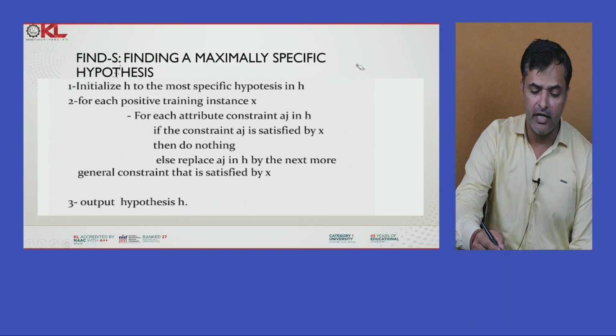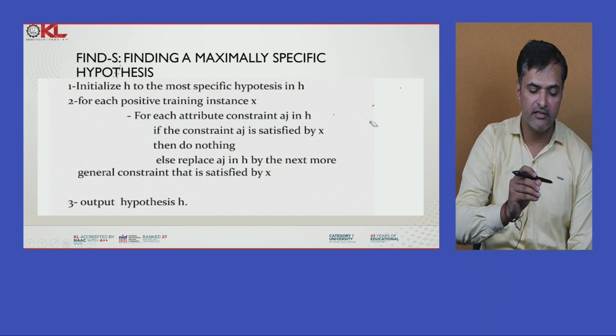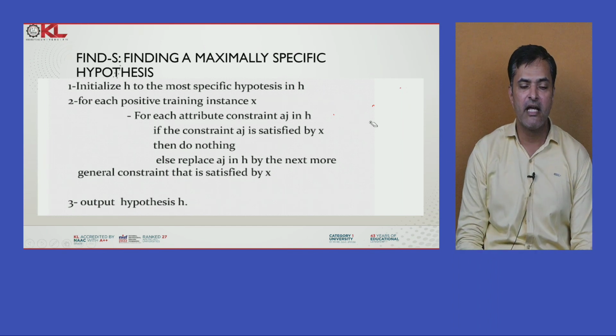After that, the conditions are there. If the value is equal to the hypothesis, then it will be compared; otherwise, do not compare and ignore. This is the main concept. Otherwise, the output is the hypothesis h.